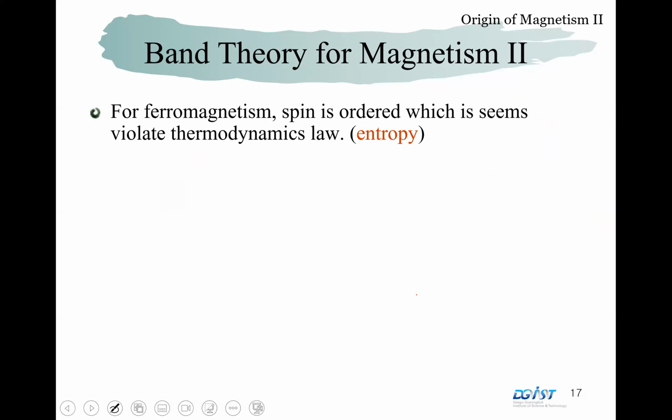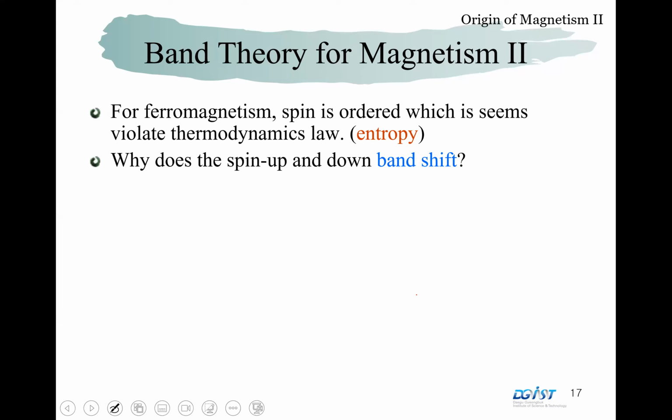And yeah, let's go back to the first question. Spin ordering reduces the entropy because they are ordering. Ordering always reduces the entropy, but that seems to violate thermodynamics. According to the thermodynamic law, entropy must increase, right? Nature likes large entropy. So why can ferromagnetism overcome such a penalty?